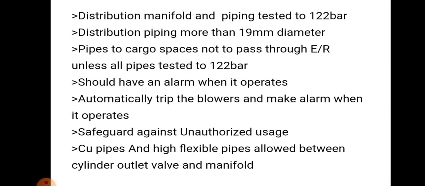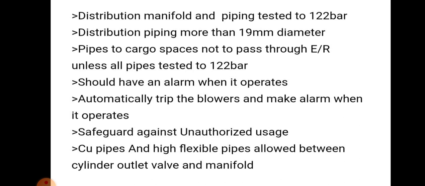Distribution manifold and piping tested to 122 bar. Distribution piping should be more than 19 mm in diameter. Pipes to cargo space not to pass through engine room unless all pipes are tested to 122 bar. They should have an alarm when it operates. They will automatically trip the blower and make alarm when it operates. Safeguard against unauthorized usage. CU pipes and high flexible pipes allowed between cylinder outlet valve and manifold.